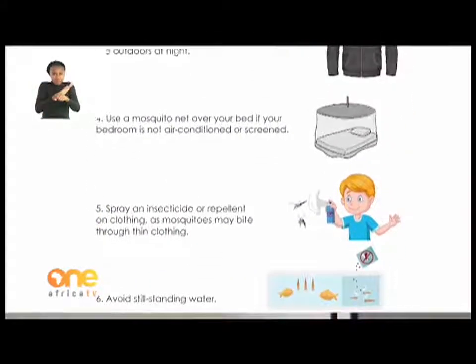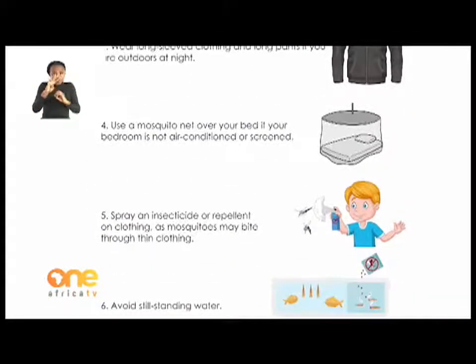Number 4, use a mosquito net over your bed if your bedroom is not air conditioned or screened. Number 5, spray an insecticide or repellent on clothing, as mosquitoes may bite through thin clothing. And number 6, which is not last but least, avoid still standing water or moist areas.